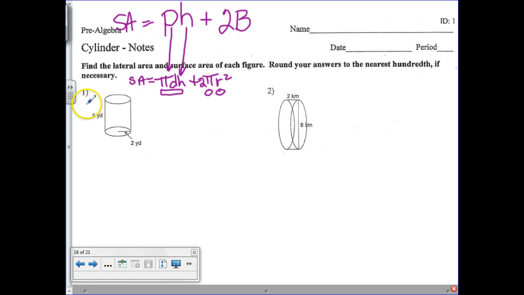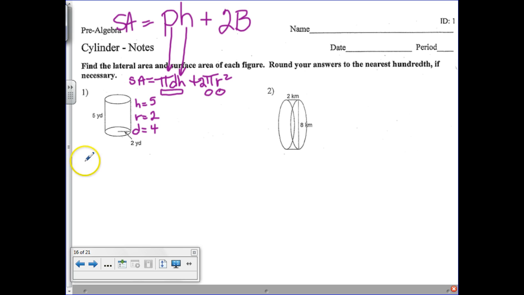So here's the first one. Here's a cylinder. We need to know 3 things: the height, the diameter, and the radius. So when I look at this diagram, I'm going to say to myself, well, my height is 5. The radius given here is 2. From that, I can figure out that my diameter is 4.